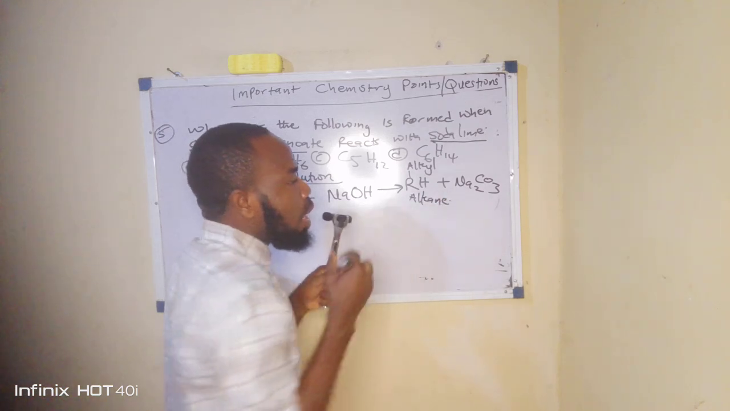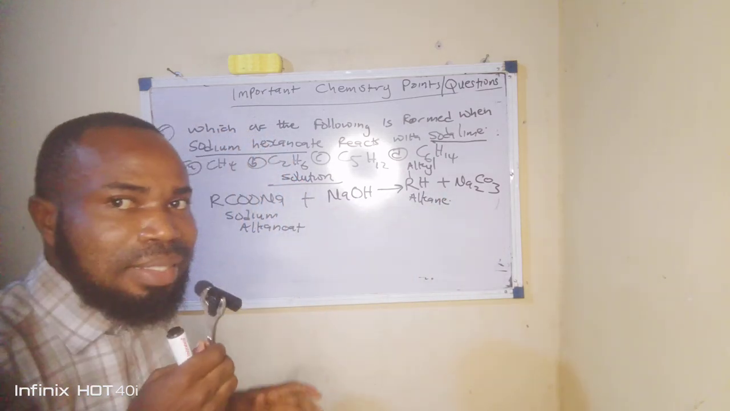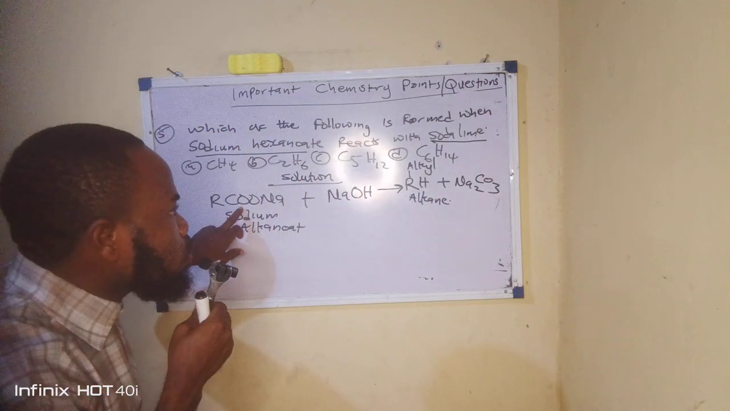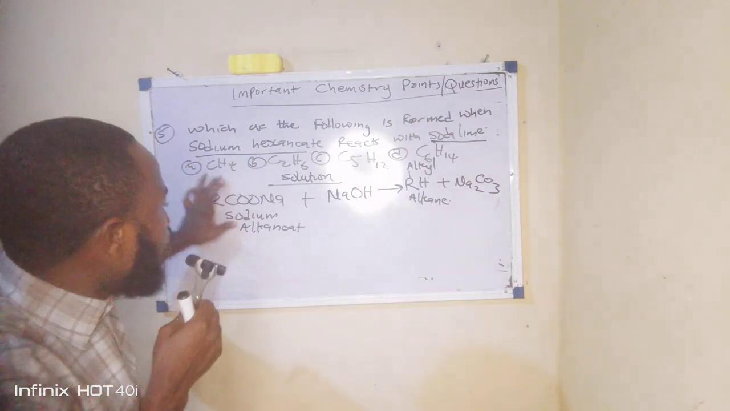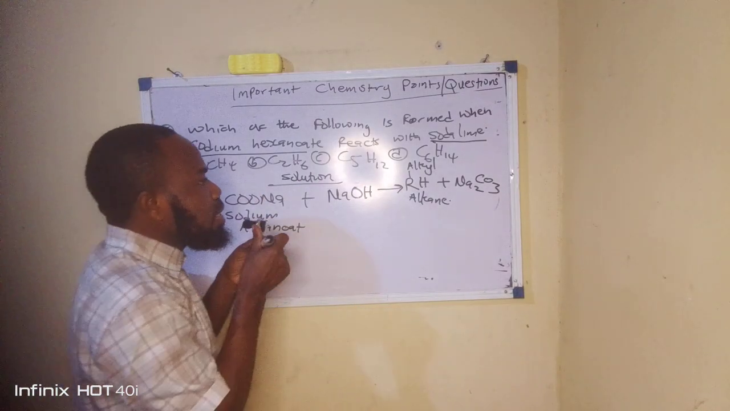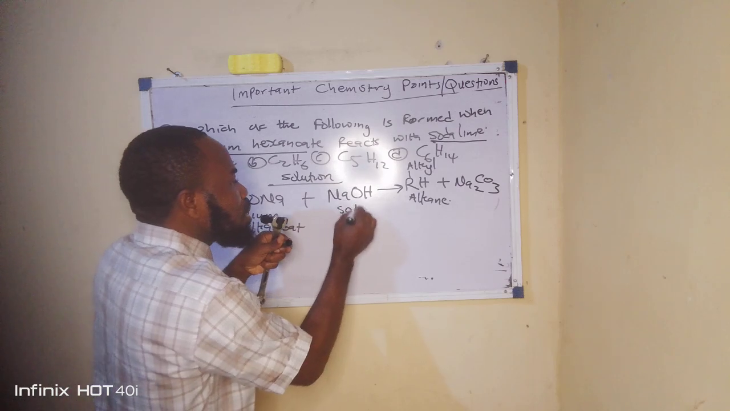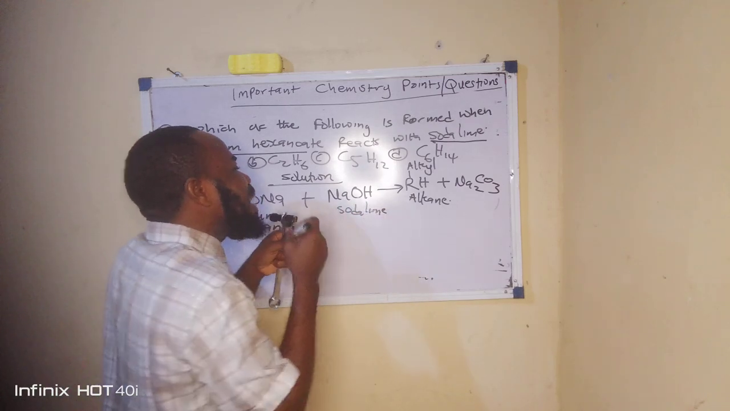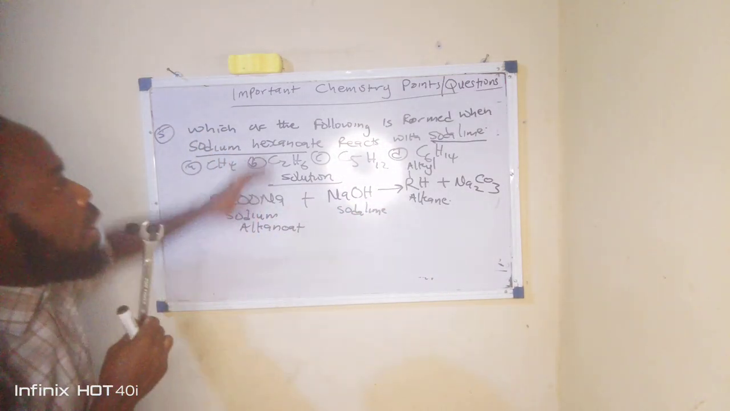Good. Now if you notice something, this has been reduced by a carbon, that means when sodium alkanoate reacts with soda lime, the alkane formed is one carbon lesser than the alkanoate. So let's go to our question.